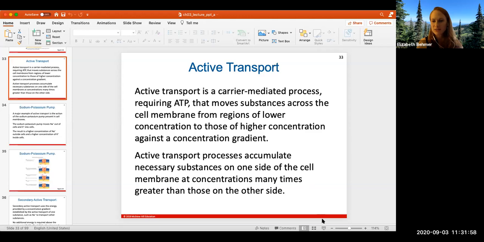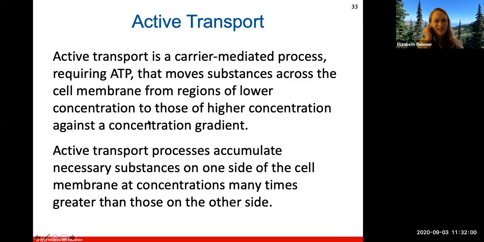We're in active transport. I know we have a lot of slides to get through, but we're going to try to get through these today. We were talking about passive transport last time, and passive transport does not require energy at all. Active transport, in contrast to that, does. And when we say energy, we mean ATP. So active transport is a carrier-mediated process requiring ATP, or energy, and it moves substances across the cell membrane.